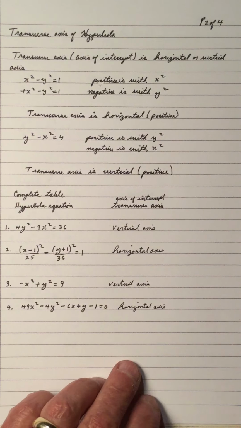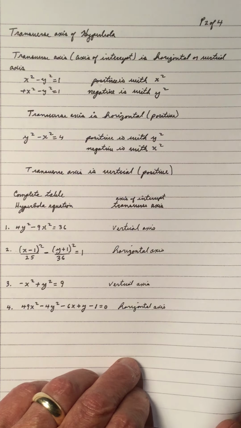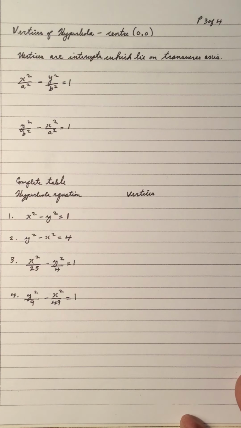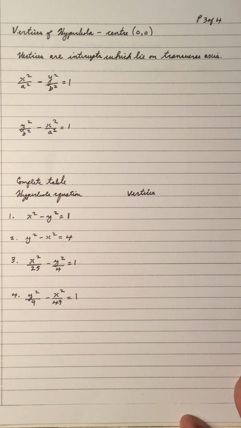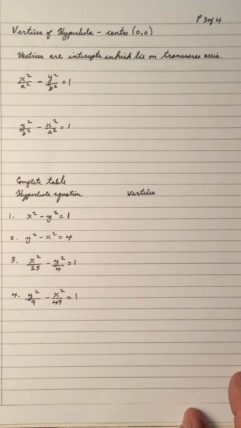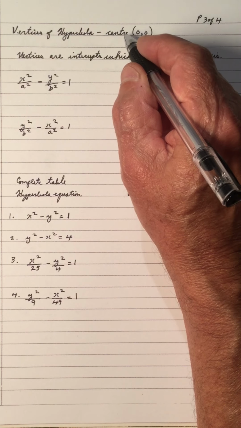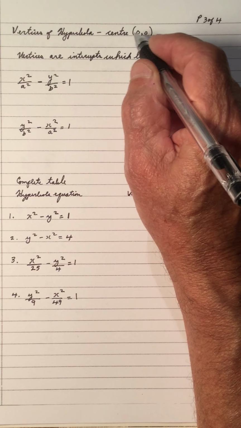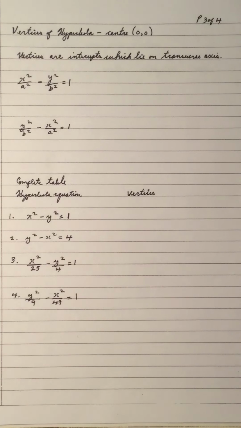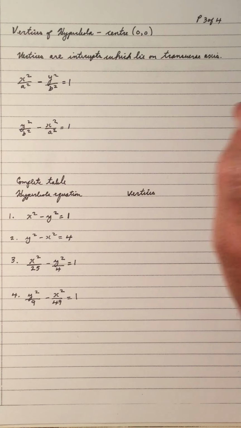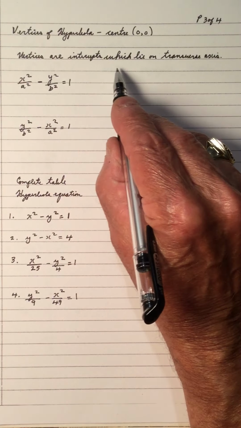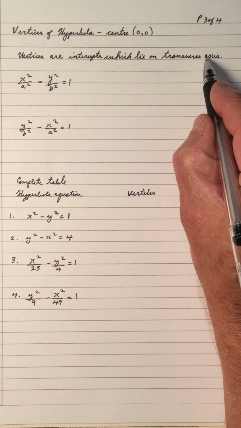So that's explaining the transverse axis, where the hyperbola cuts through. When I say parabola, I shouldn't say parabola, but a hyperbola cuts the axis twice. The vertices of a hyperbola, and this one we're looking at where the center is 0, 0. In future videos on this unit on hyperbolas, we look at when the center is not 0, 0. The vertices are the intercepts which lie on the transverse axis.